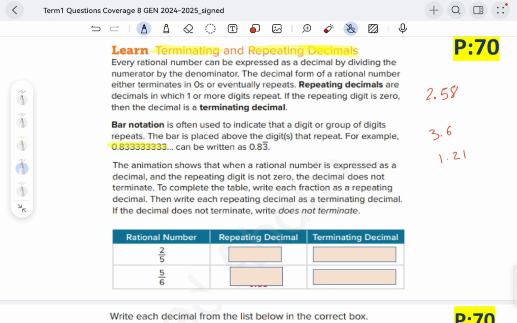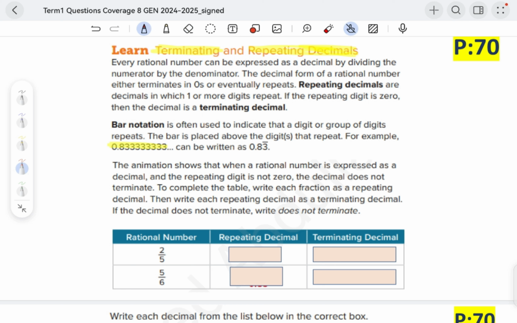Repeating decimals means that we have one or more digits that keep repeating, such as 0.33333 or 0.151515, which keeps repeating. Okay, let's start with the first question.